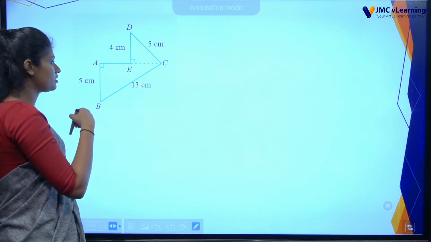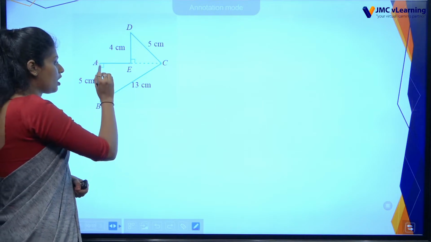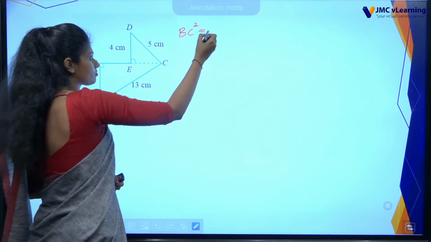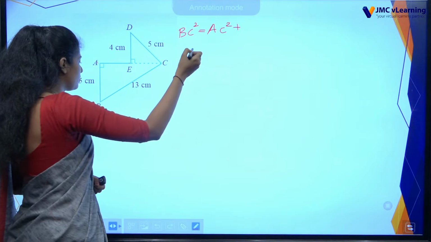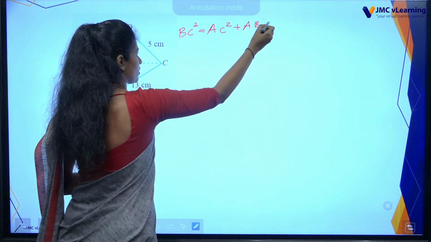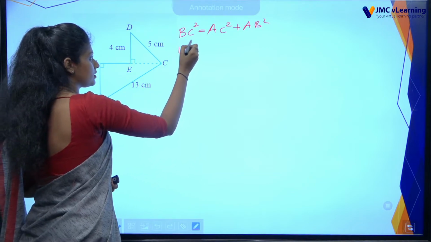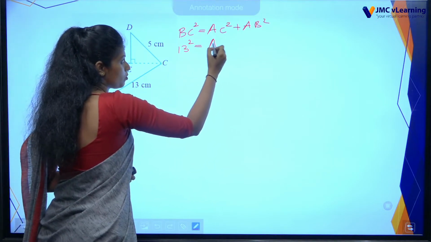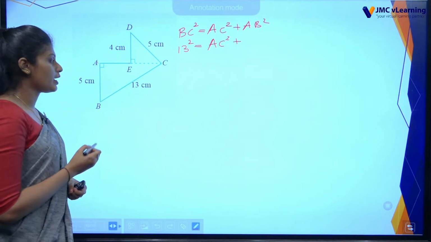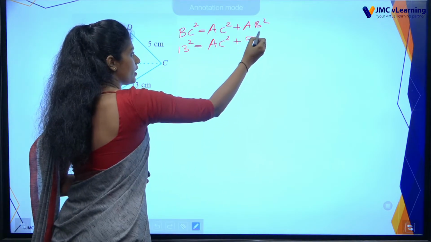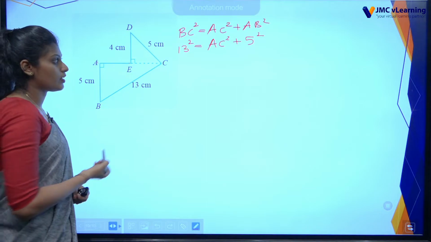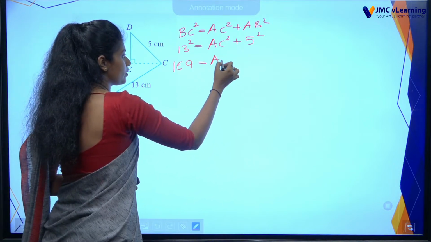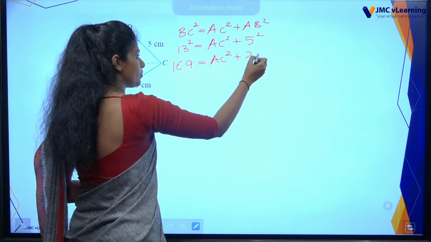Then in ABC triangle, what is the hypotenuse? Hypotenuse is BC side. So BC squared is equal to AC squared add AB squared. Then BC is 13, so 13 squared is equal to AC squared. We don't know it, so put AC. Then AB is 5, then 5 squared. So 13 squared, what is the value? 169. And here 5 to the power 2, 25.